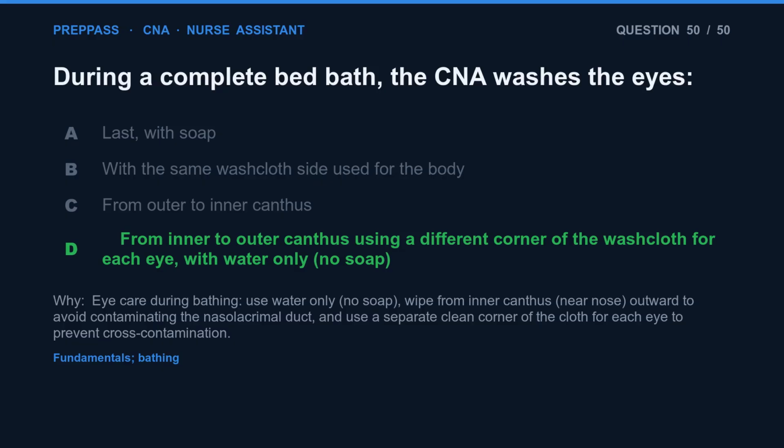The correct answer is D. Eye care during bathing, use water only, no soap, wipe from inner canthus, near nose, outward to avoid contaminating the nasolacrimal duct, and use a separate clean corner of the cloth for each eye to prevent cross-contamination.